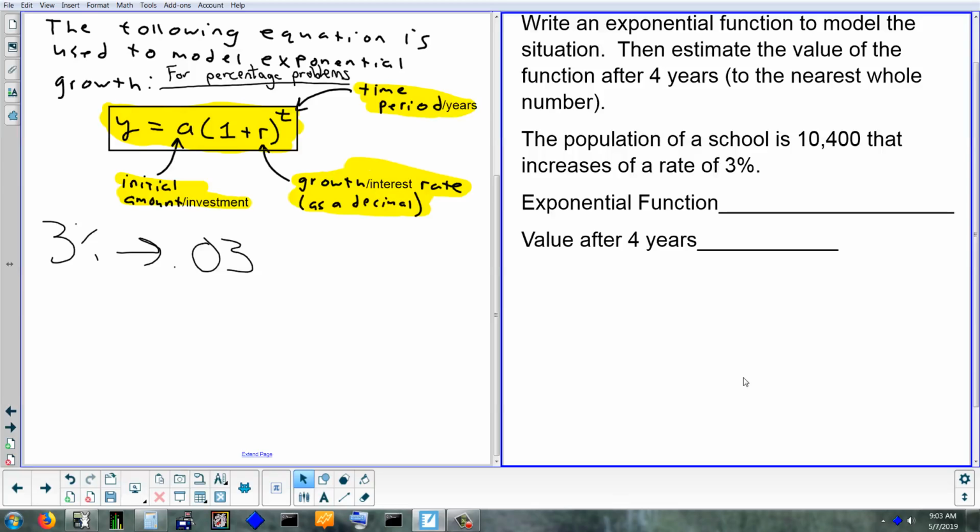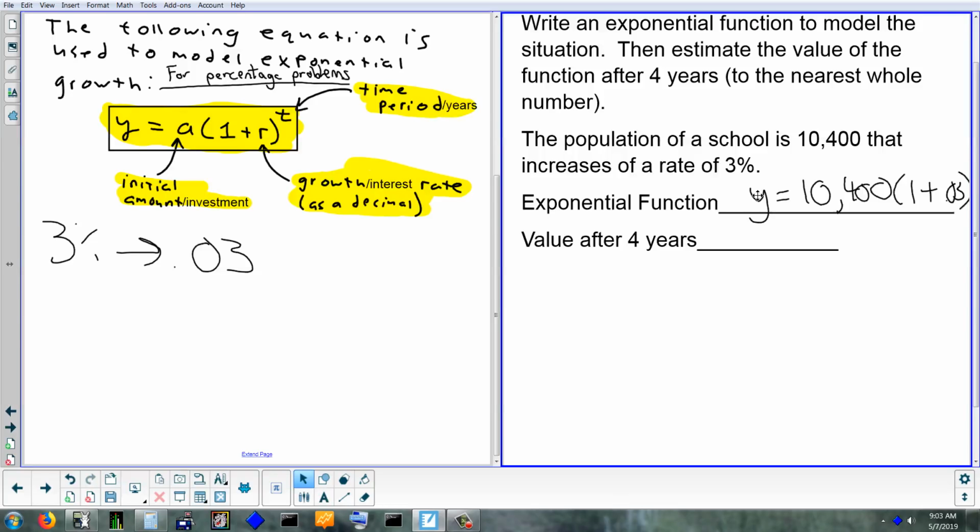All right? So let's see. Our exponential function. So we know we want to start with y equals. In this case, how about Brady? What's my a going to be? 10,400. Nice job. 10,400. Again, I'm using this formula to set it up. Parentheses, 1, this is part of the formula, plus, Haley, what's my rate going to be? 0.03, very good.